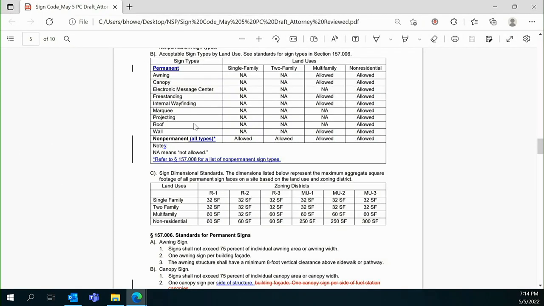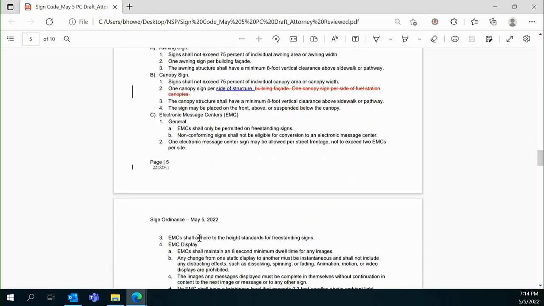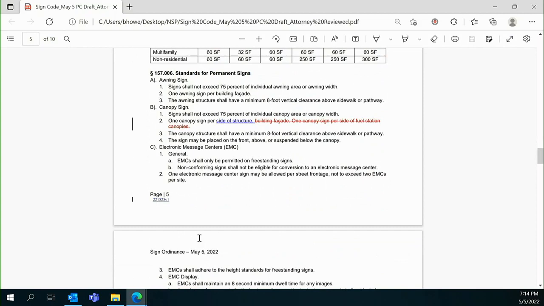Moving on to the next paragraph, 157.006 on that same page. On A, awning sign, you describe one awning sign per building facade. Under B, canopy sign, one canopy sign per side of structure. Is there a reason that building facade and side of structure is intentionally different?